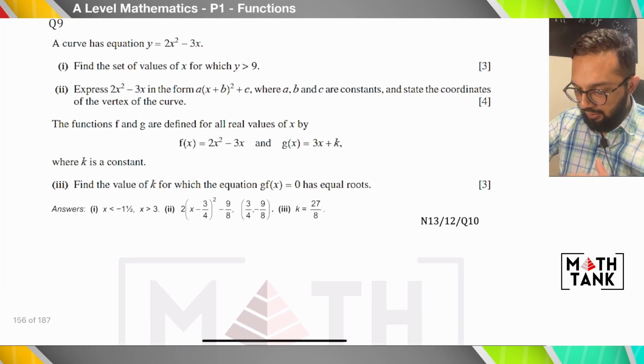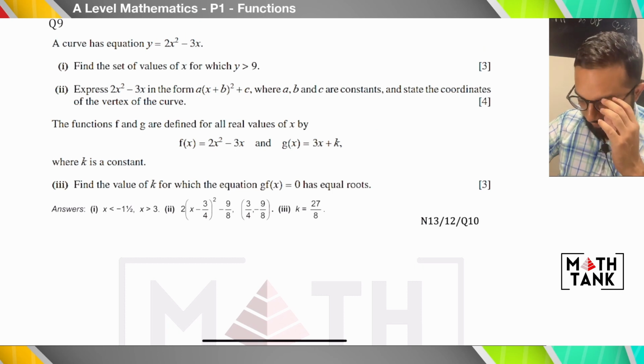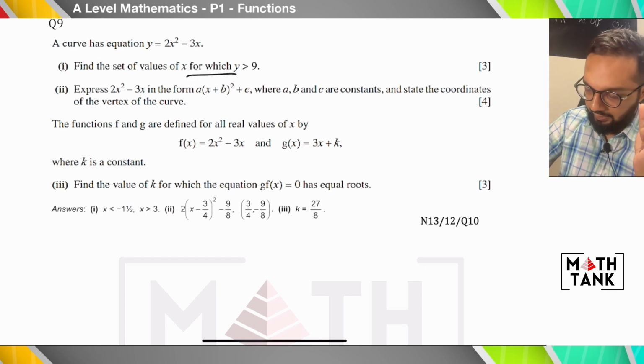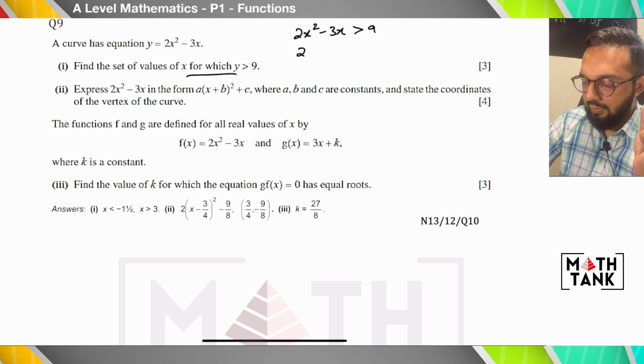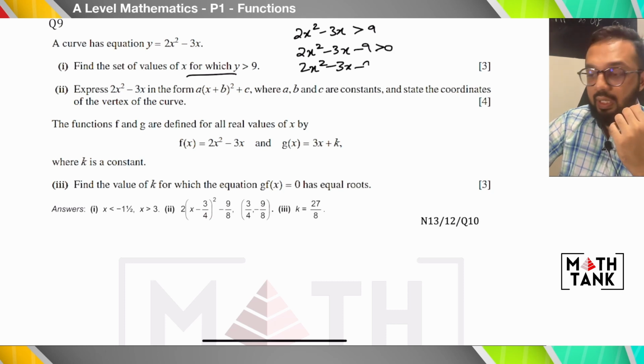Now let's look at question number 9. It says a curve has equation this, find the values of x for which this is greater than 9. So 2x squared minus 3x is greater than 9. So 2x squared minus 3x minus 9. So this is again a quadratic inequality. I'm going to convert it into an equation and solve for the values of x first.